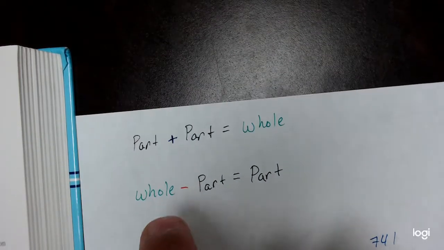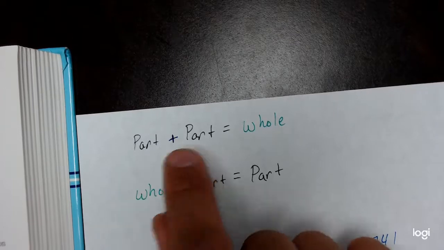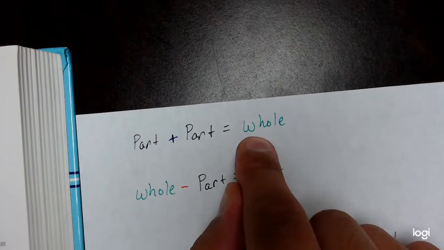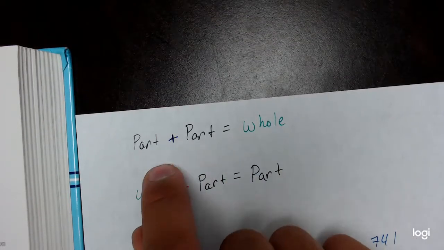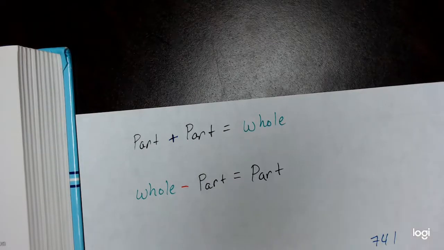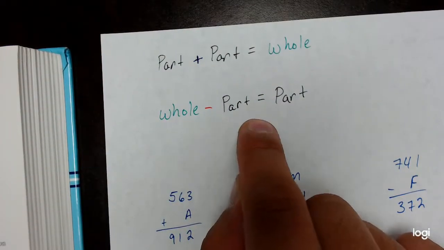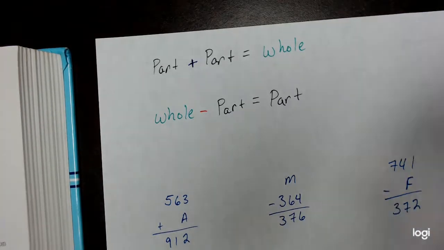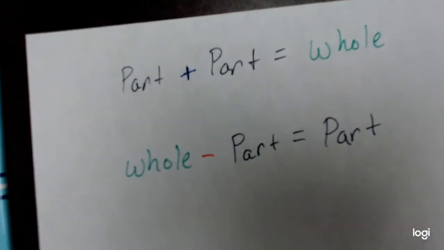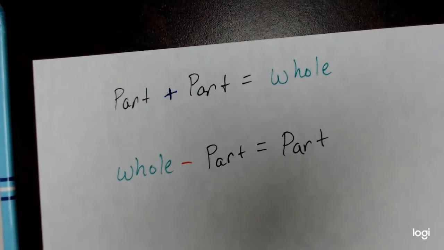But the patterns we're looking at are which number is the whole and which numbers are the parts. And the addition pattern is that you add a part to another part to equal the whole. All right, so part plus part equals whole. The subtraction pattern is that whole minus part equals part.